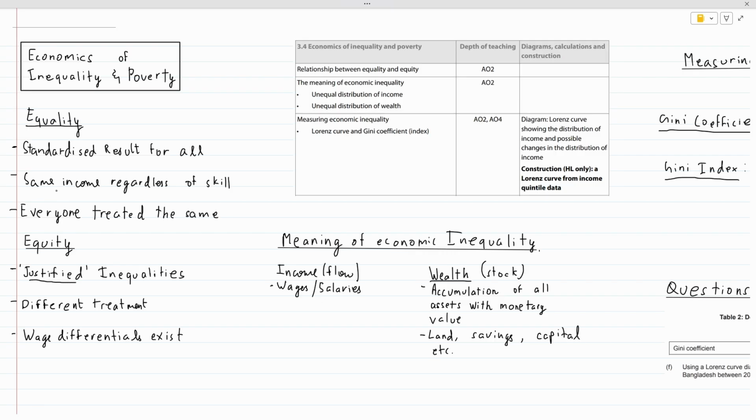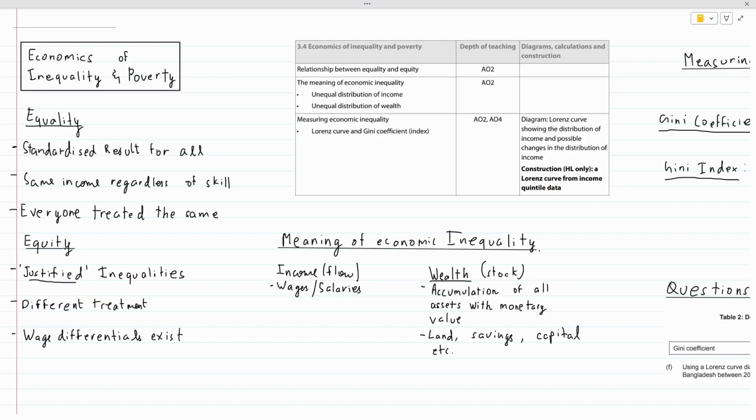Another way to look at it is the treatment of citizens. So, for example, if the unemployment benefits for everyone are the same, or everyone is treated the same regardless of their economic background or the opportunities that they have or the wealth they've accumulated from the past. So, regardless of any context, if everybody is treated the same, that's an aspect of equality.